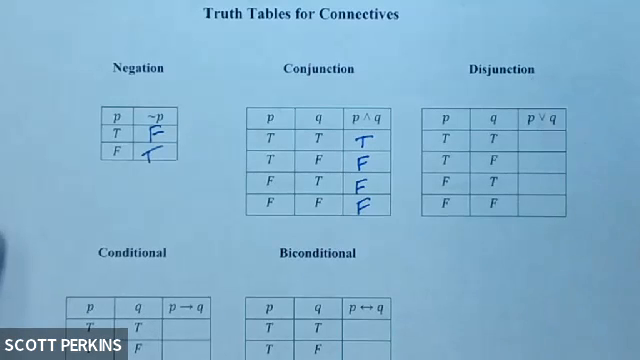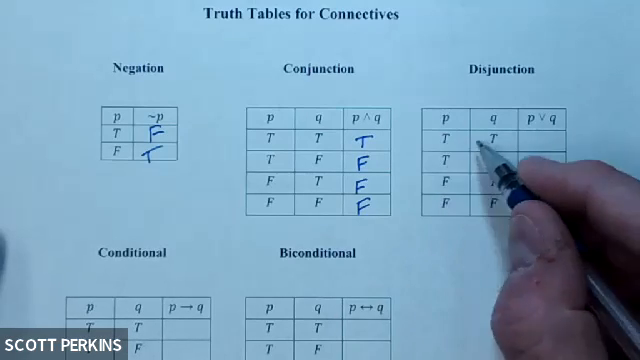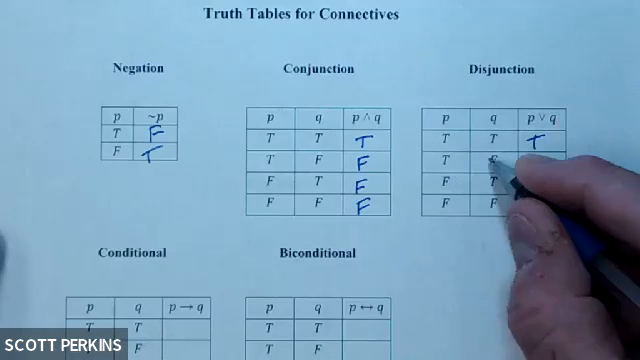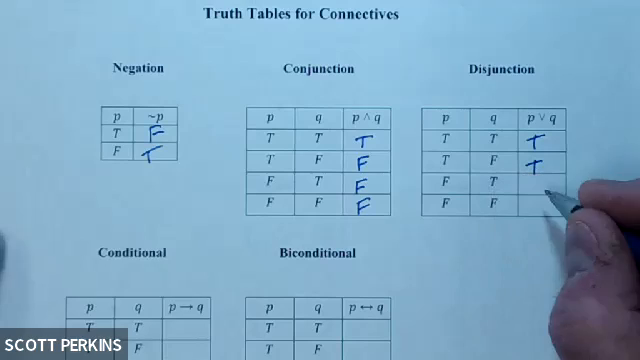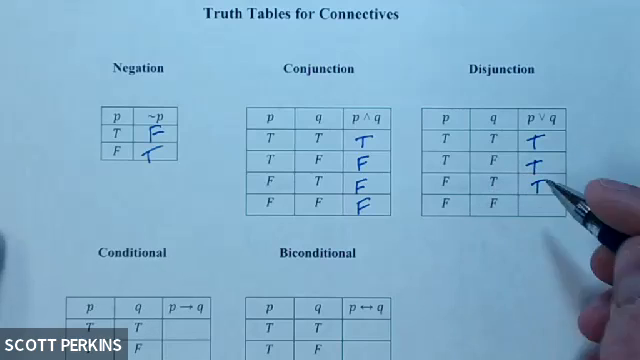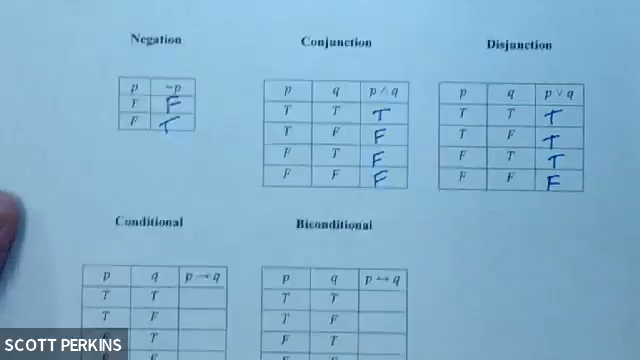The disjunction, the or statement. When is the or statement true? When either one is true, right? So true or true, that's going to be true. True or false, that's true. False or true, that's true. And then lastly, false or false is false. Great job. All right, then the last two.